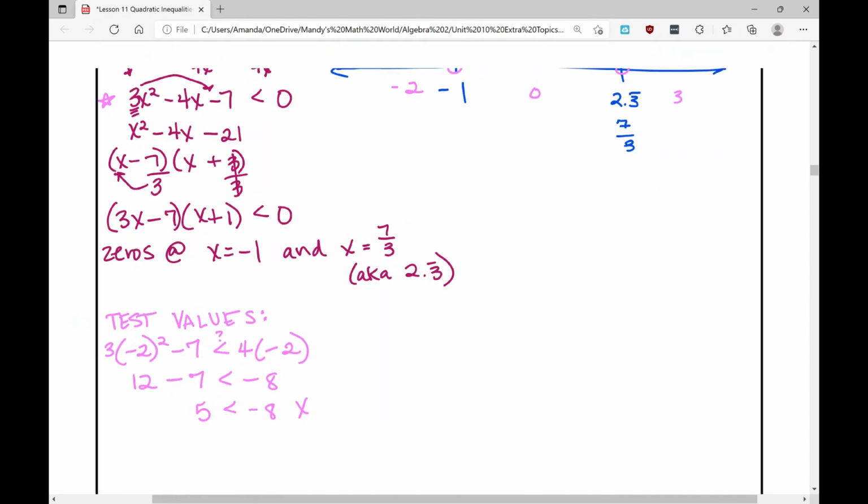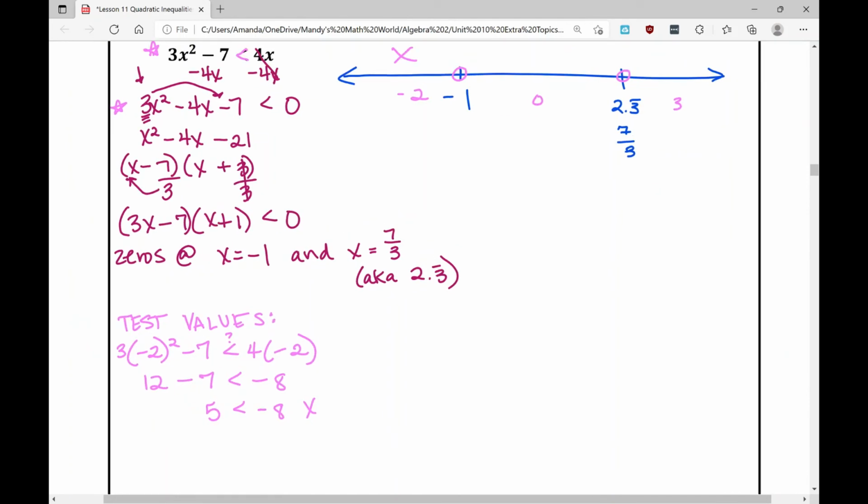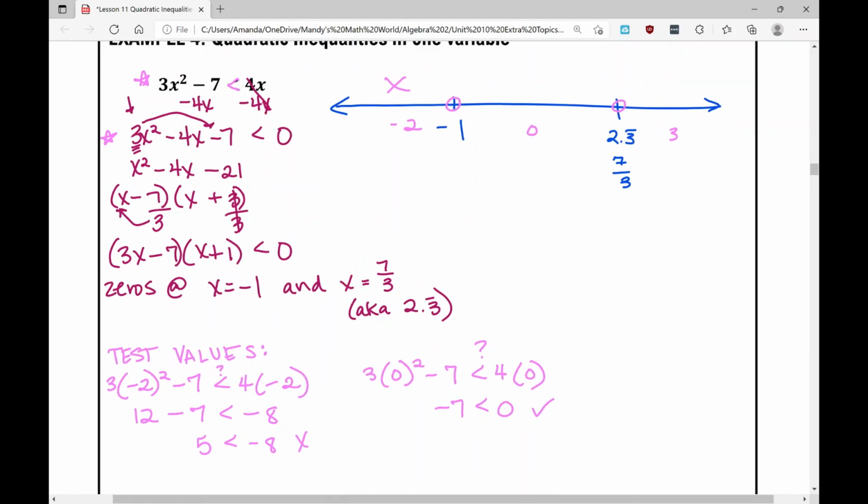So the next value that I'm going to test is 0. I'm going to plug in 3 times 0 squared minus 7. Is it less than 4 times 0? Remember, I'm just testing points. So that's why I like to put that little question mark there. Is it less than 4 times 0? Well, 3 times 0 squared is 0. 0 minus 7 is -7. Is it less than 4 times 0, which is 0? Yes, it is. So this interval right here from -1 to 2.3 repeating is included in my solution set.